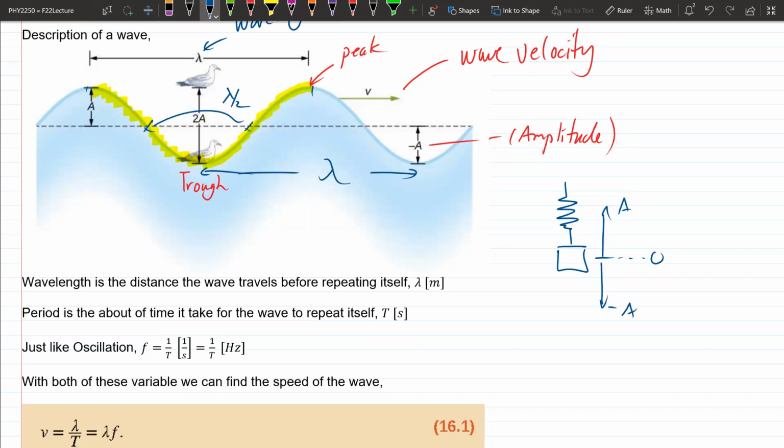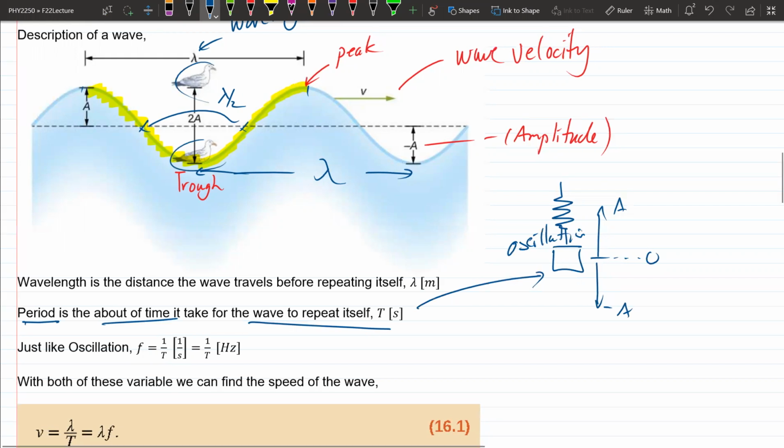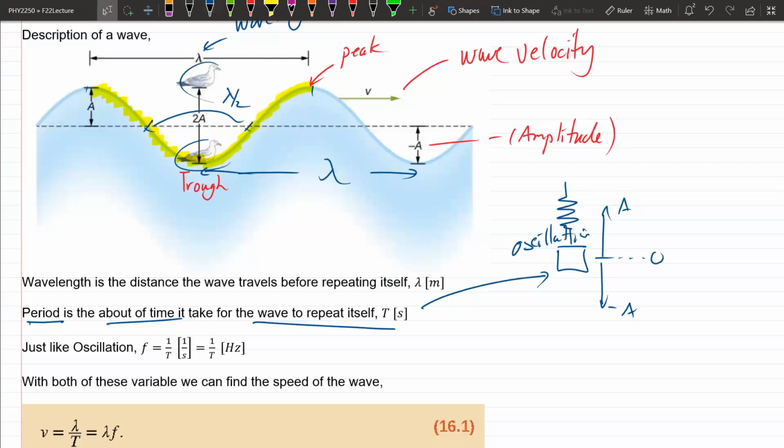Same thing here. If we just look at the seagull, we can also know what's known as the period, the time it takes for the wave to repeat itself. How long does it take for it to repeat itself? So it's the same language as the oscillation. But in this case, instead of the oscillation just staying in one place, the wave actually moves forward. Since the wave moves forward, let's quantify these things just in case we forgot from last time.